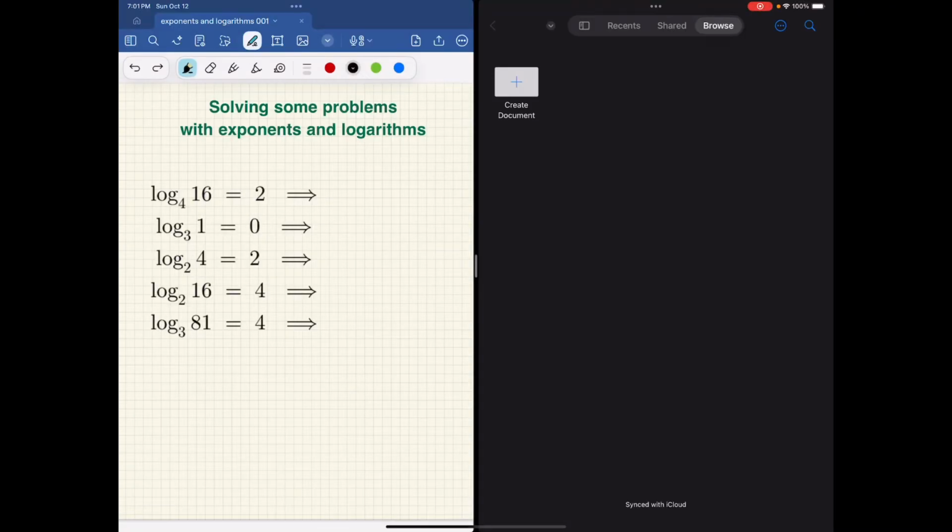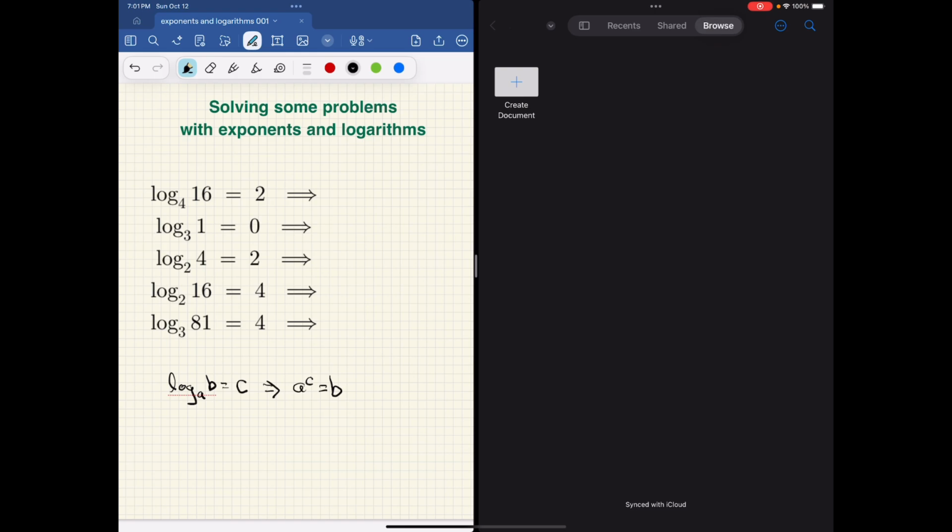In this video, we are going to be exploring some problems with exponents and logarithms. In this first section, we're going to try to take some logarithmic equations and rewrite them in exponential form. So just thinking this through, remembering that to say that the log base A of B equals C means that A to the C equals B.